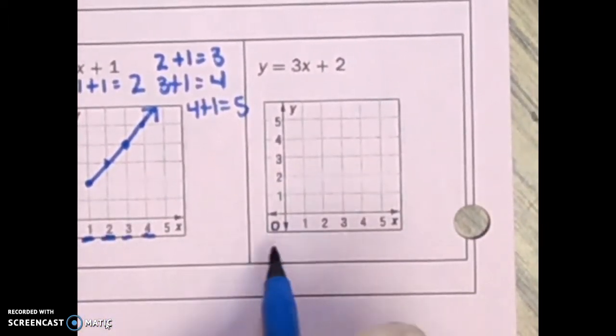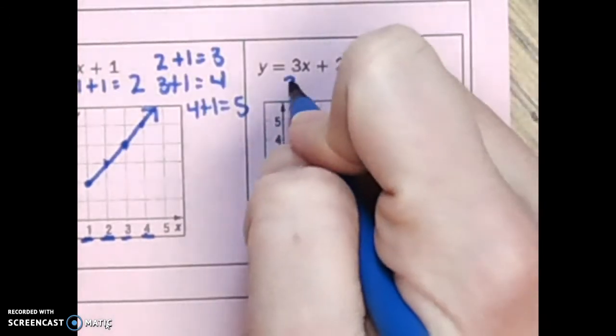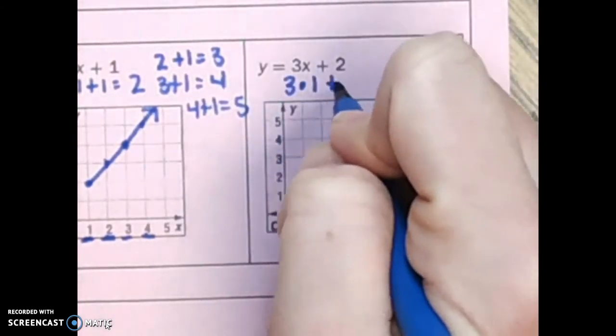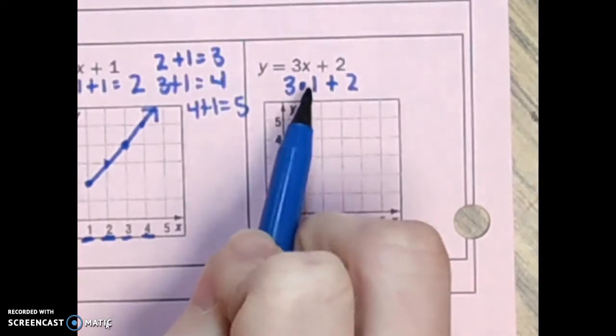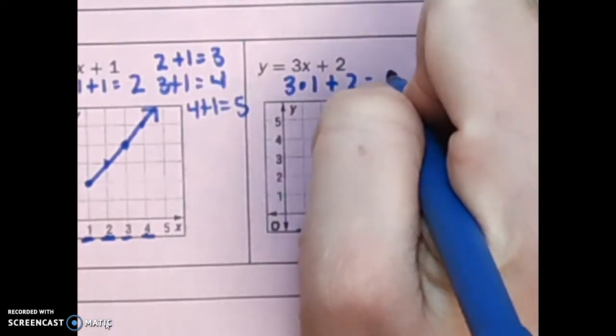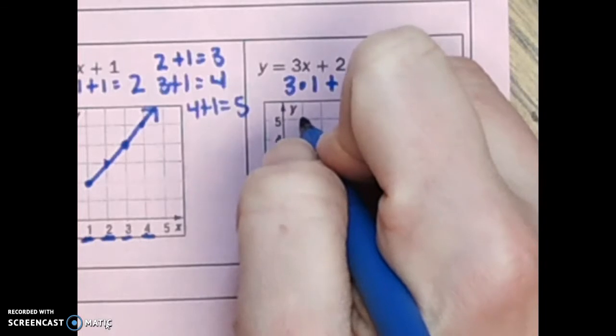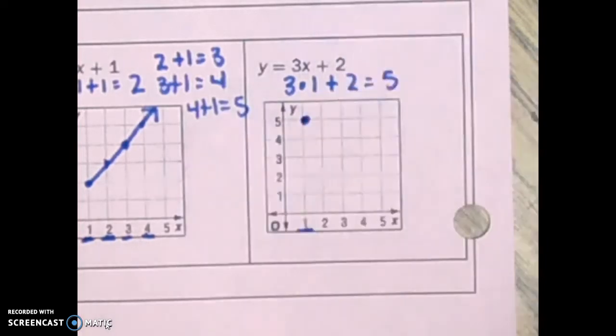Okay, again, we're going to start with this first one. So we're going to plug in a 1. So I have 3 times 1 plus 2. So 3 times 1 is 3. 3 plus 2 is 5. So at 1, I'm going to mark a 5.